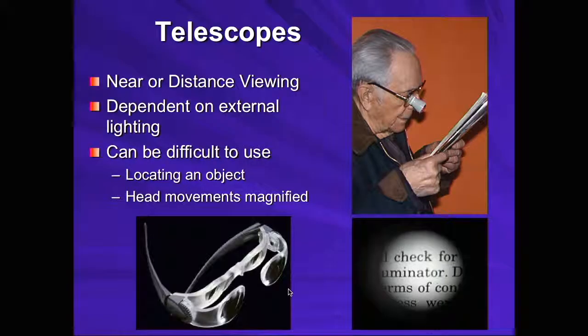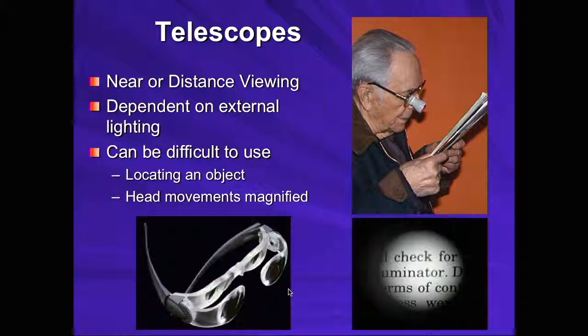Another way to read is also with a near telescope. Like this man over here in the upper right corner, we have prescribed a telescope for reading, so he has to hold it a little closer depending on the power of the telescope. The telescope, of course, is used differently for distance as well.